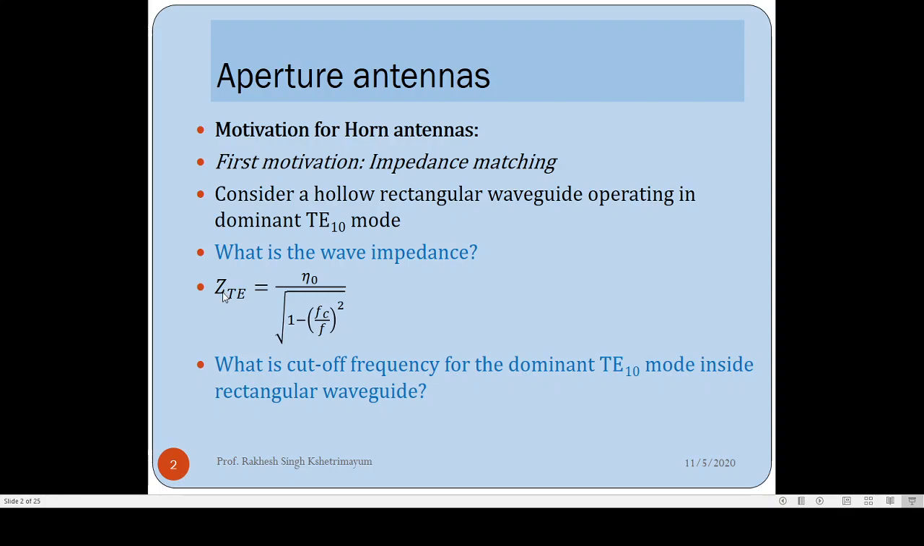Wave impedance for the TE mode is given as eta naught divided by square root of 1 minus (fc by f) whole square. f is the operating frequency, fc is the cutoff frequency for that mode inside the waveguide. Eta naught is the wave impedance for free space. If your waveguide is having eta naught, then free space is also having eta naught. There is no reflection. All the signals which come through the waveguide will be radiated efficiently without any reflection.